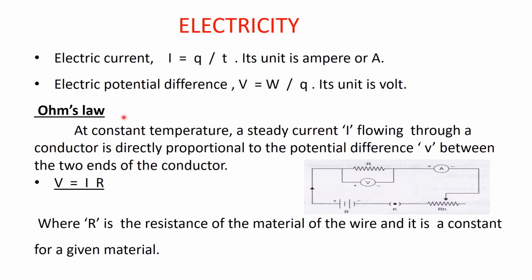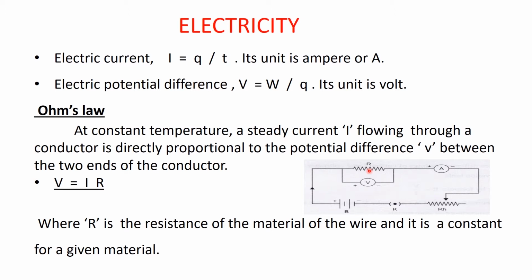Then we would have seen what is Ohm's law. Ohm's law states that at constant temperature, a steady current I flowing through a conductor is directly proportional to the potential difference V between the two ends of the conductor. So, we would have constructed an Ohm's law circuit. In that Ohm's law circuit, we would have taken a wire, a nichrome wire. The resistance of the nichrome wire is R. And after plugging in, current passes through this circuit.